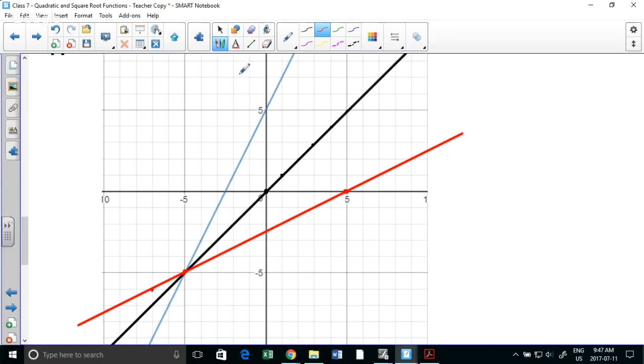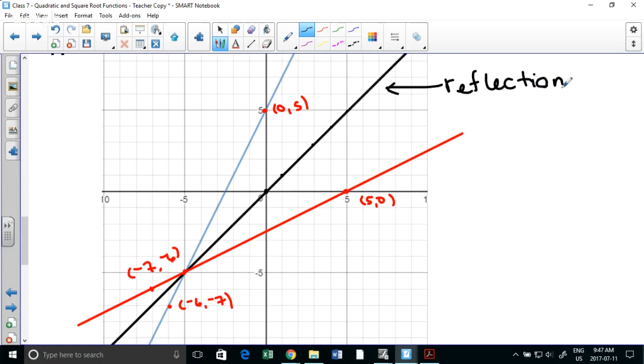Now, like I said, find some points. So here I have (0, 5). What this means is that I should have (5, 0), which I do. Here I have (-7, -6), meaning there should be a point (-6, -7), and there is. So this is my reflection line. So it just helps you visualize.